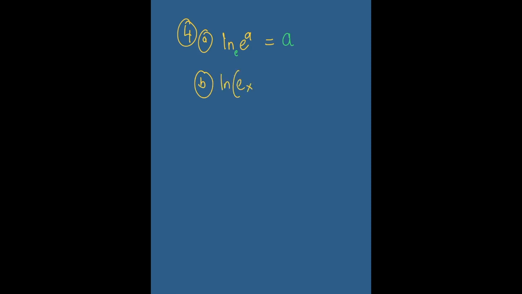Now, you need to use your log laws here. We know that this can be changed to this, log of e plus log of e to the a, and that's from your log laws. Now, the next step would be to try and look at each of these individually. What power of e will give us e? Well, that would just be 1, because e to the power of 1 gives us e. So that's 1.